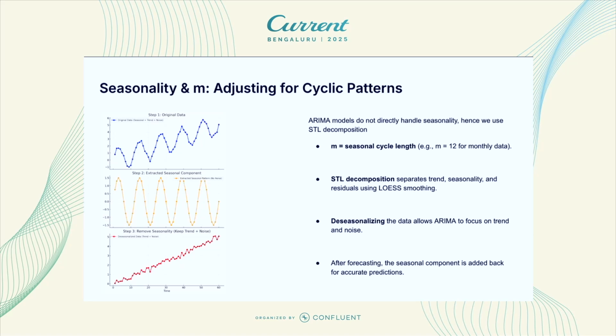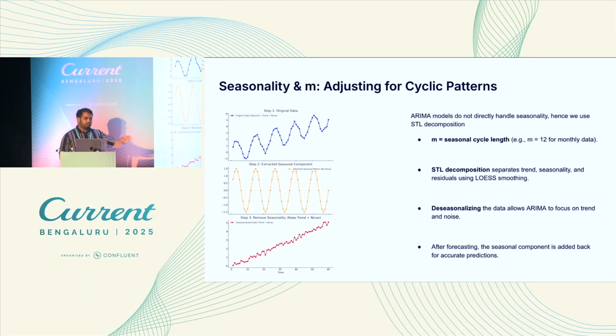Using LOESS, we first extract the seasonal component. We've smoothed it, and we're just left with the seasonal component. Once we have the seasonal component, we can subtract that from our initial graph to get just the trend and noise. From our experience, we know ARIMA forecasts trend and noise really well. Once it generates those forecasts, we add back the seasonality component to get our actual forecasted values. And Confluent Flink does all of this for you, so you don't have to worry about that.